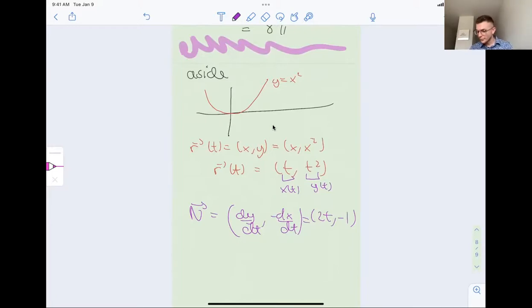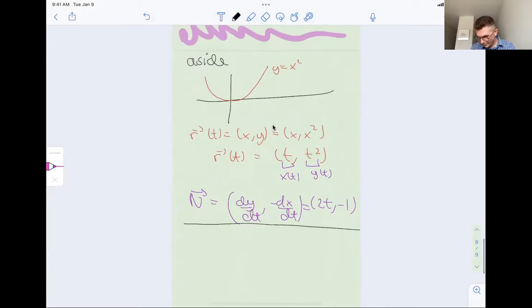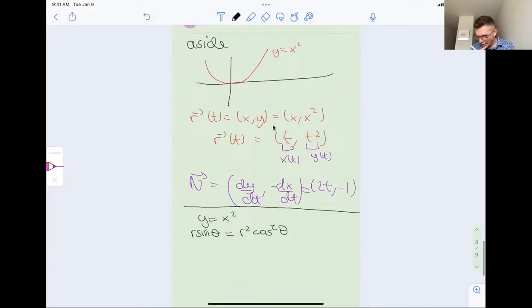In fact, if you still wanted to do this in polar, you would say, well, y equals x squared. So that's r sine of theta equals r squared cosine squared of theta, right? And so you can solve for r here. You can say that sine of theta over cosine squared of theta equals r. Is that making sense? Yeah.